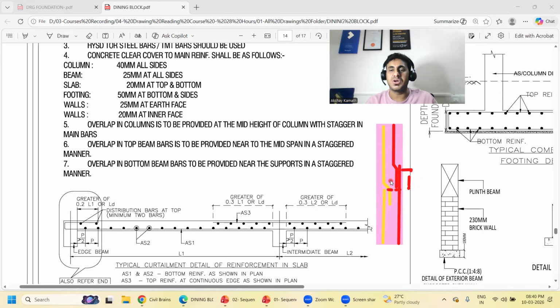Okay, that is the meaning of it. Again, why does it have to be done like that? Lapping itself is a weak point. If you do all the lapping at one portion, it becomes a weak joint, so I want to avoid that. That is why they write staggered lapping here.